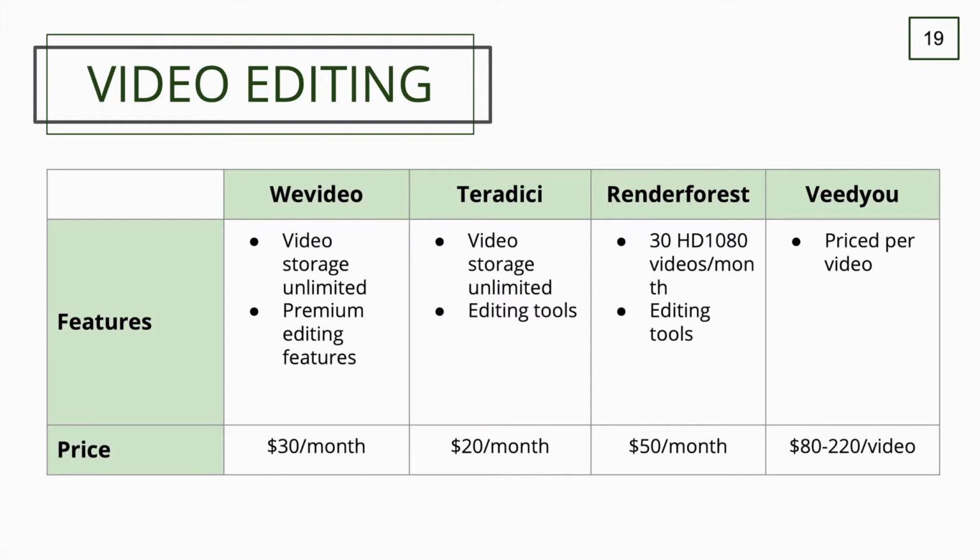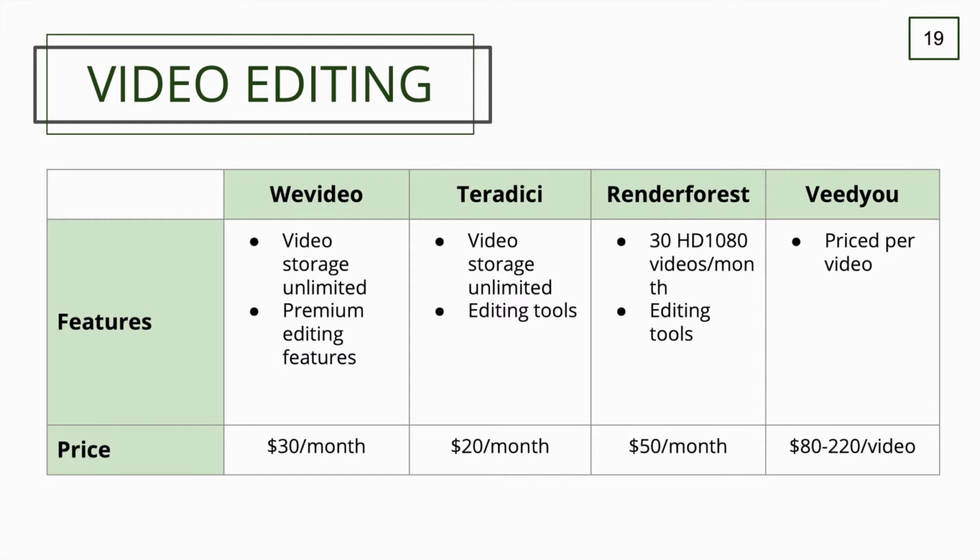The first 3 are identical, and the last one is like the alternative of the alternatives. So the first one, vVideo, has unlimited video storage, and you have a lot of features, and it's very cheap for what it has, like $30 a month, and you get 3 licenses. That means you can use it on 3 separate consoles.